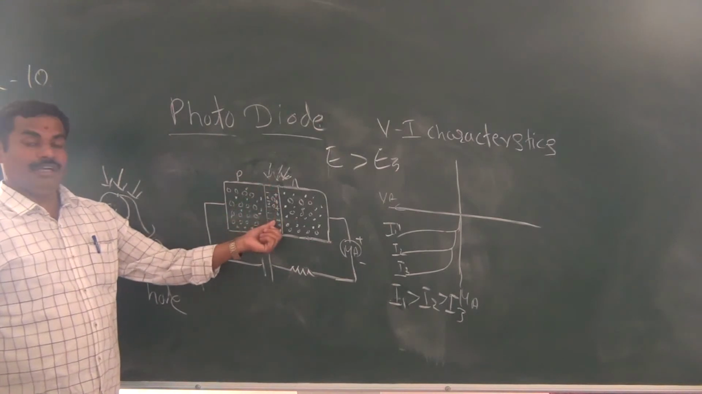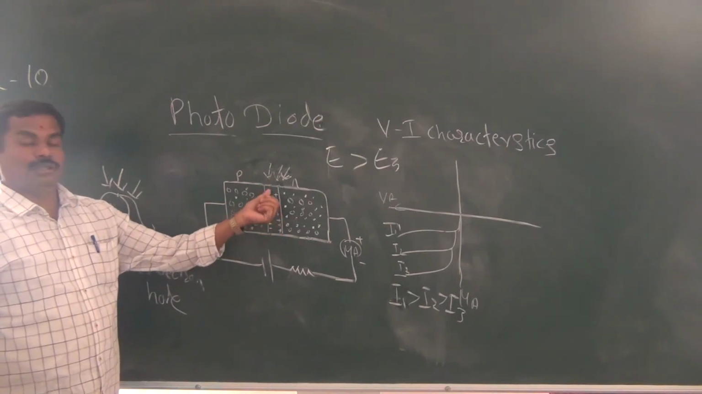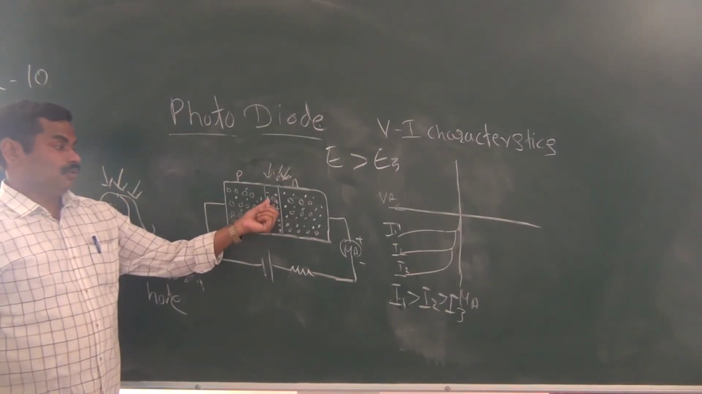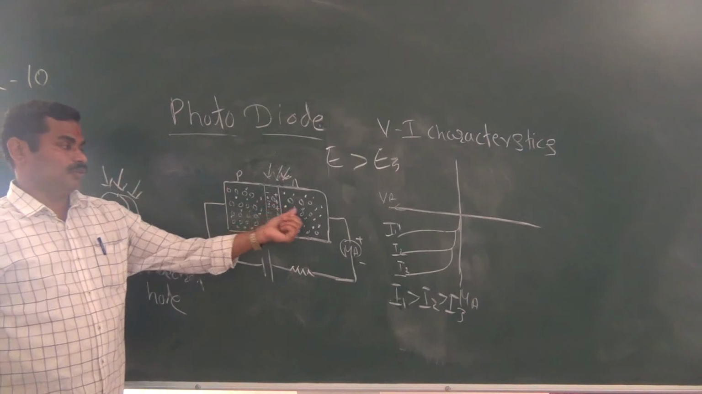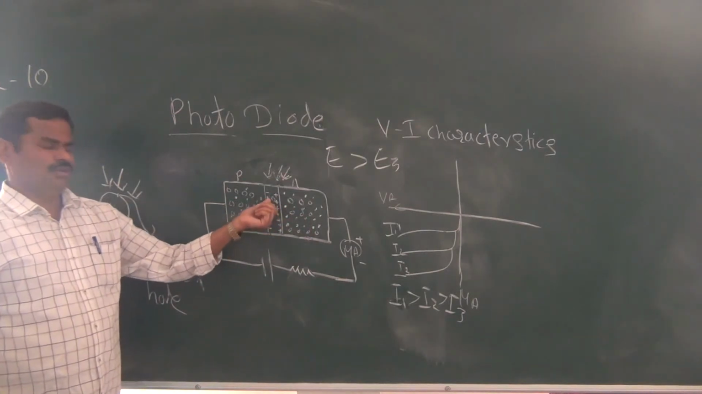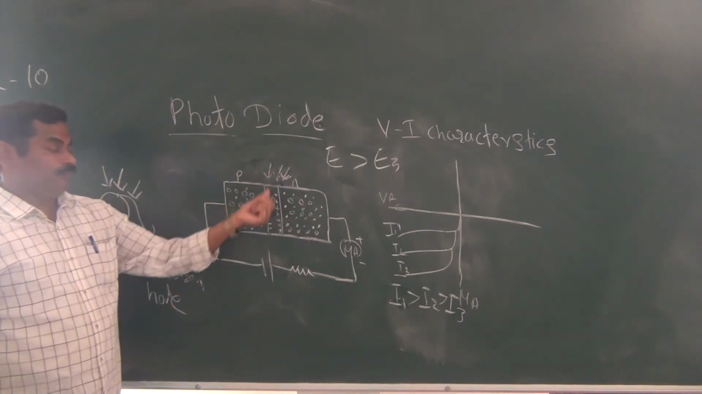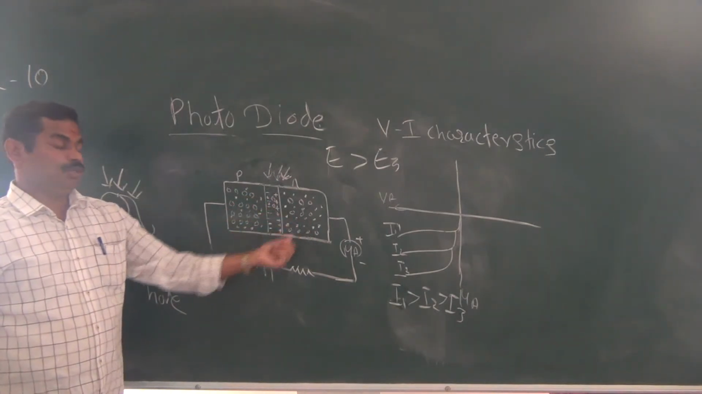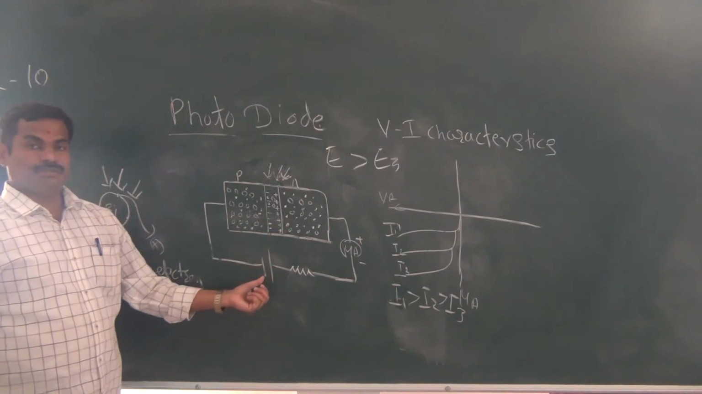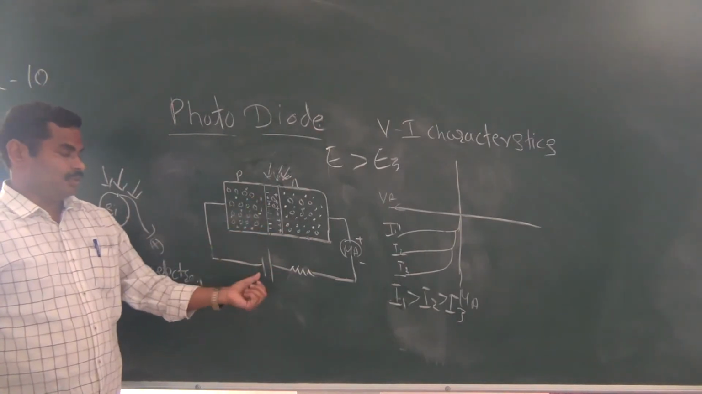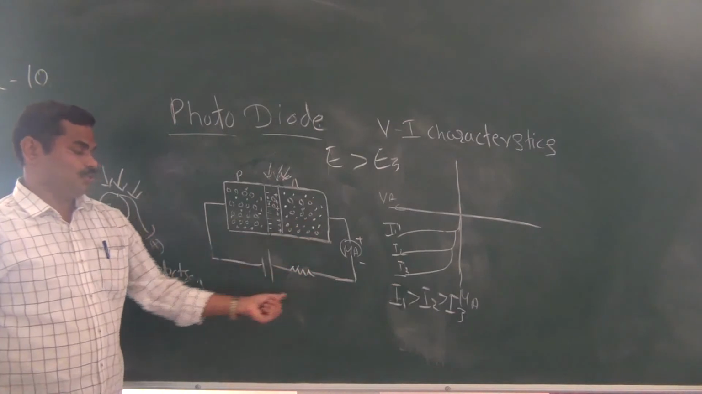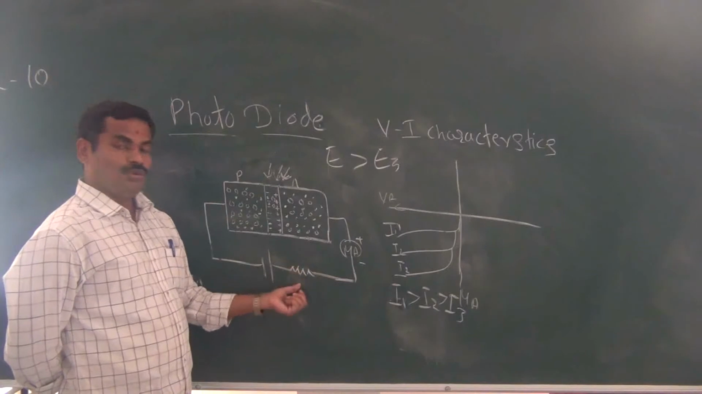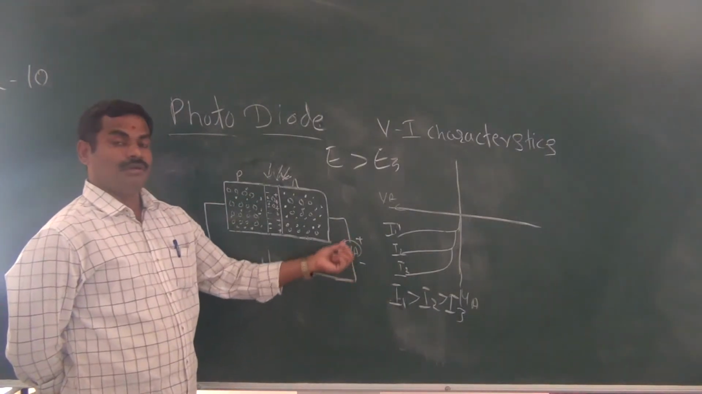Because of the electric field, the generated holes and electrons, which want to recombine, are separated: the hole will move towards the p side and the electron towards the n side. It means because of the reverse bias, the hole moves towards the negative side and the electron moves towards the positive side. You will get current, and we can measure that current by using the load or a micrometer.